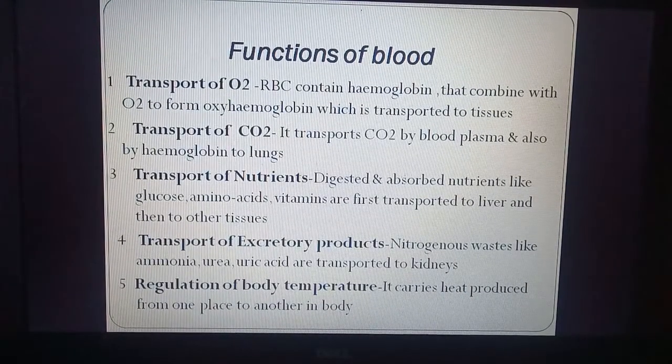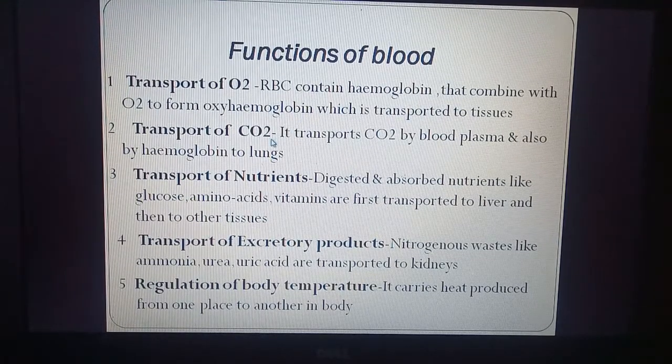So the first function is transport of oxygen. So we know that RBC contain hemoglobin that combines with oxygen and forms oxyhemoglobin compound, and this compound transports oxygen to the tissues. On reaching the tissues, this compound breaks and releases the oxygen, and hemoglobin is again regenerated.